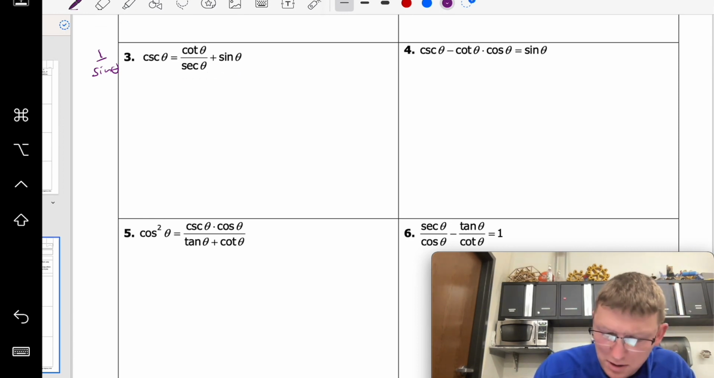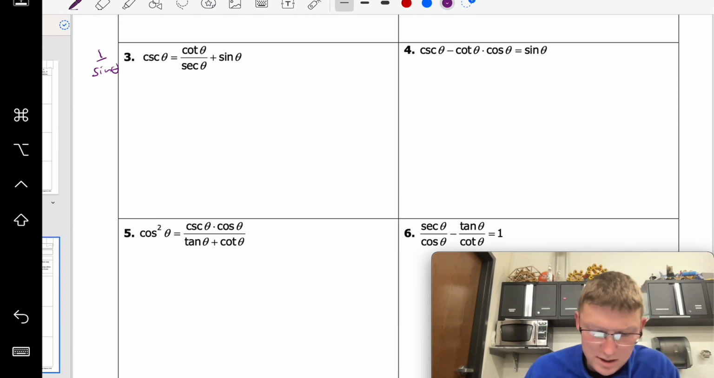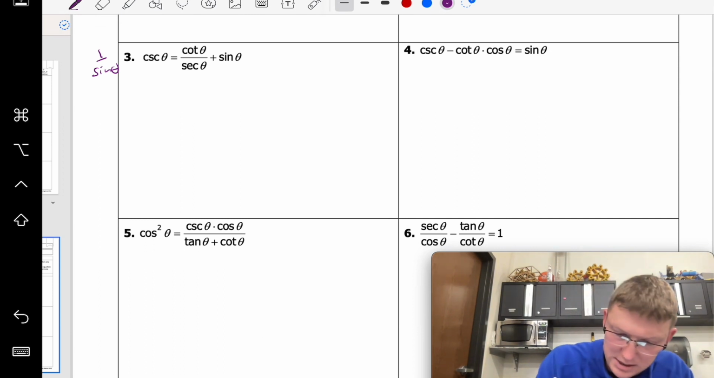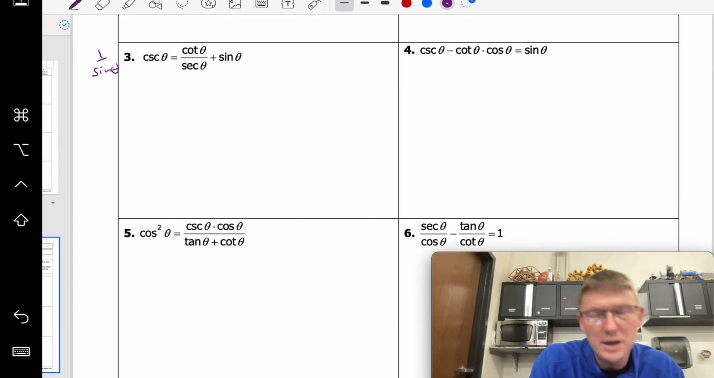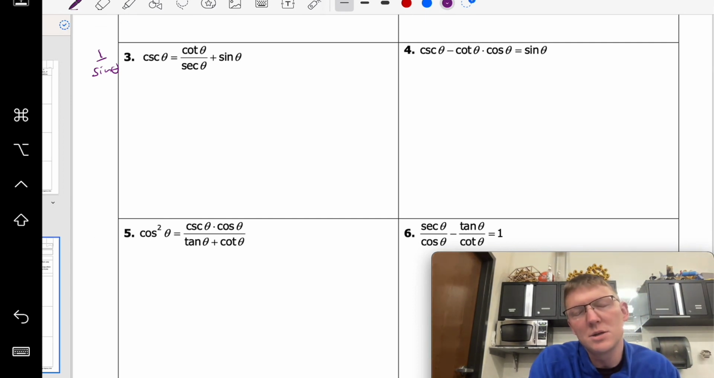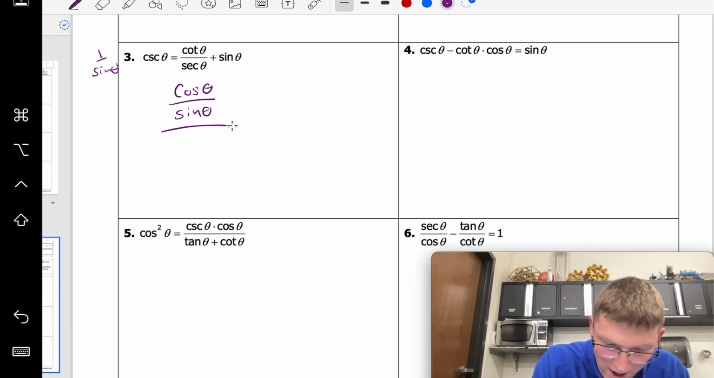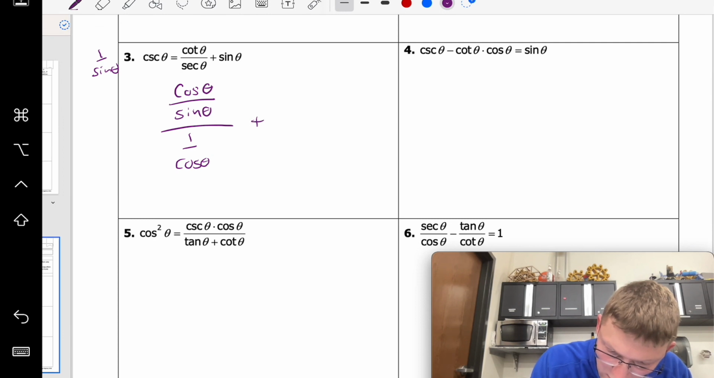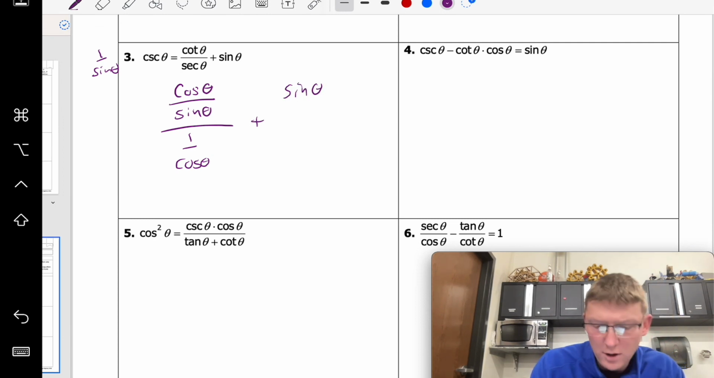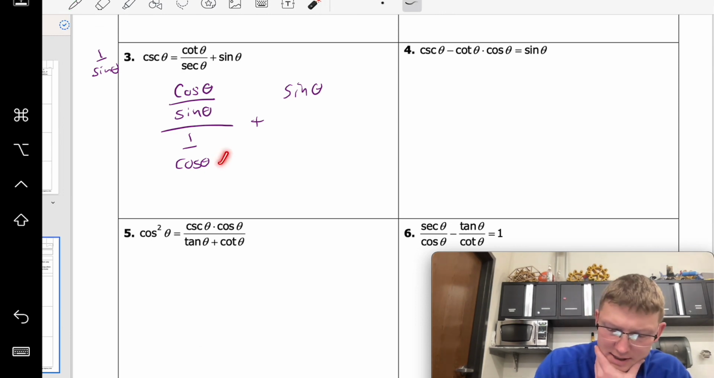So number 1, let's rewrite cotangent and secant into sines and cosines. So cotangent, tangent is sine over cosine, so cotangent is cosine over sine. It's just how I have to remember it. Divided by, and then secant is 1 over cosine of theta. And that's just going to be plus sine of theta.